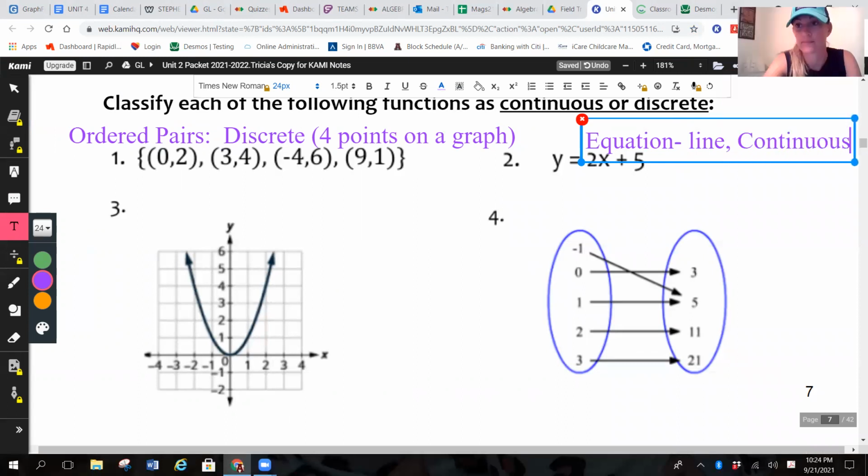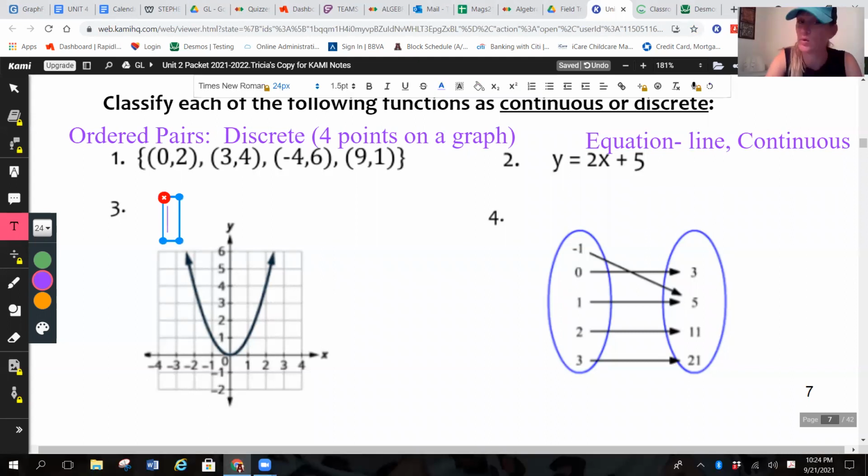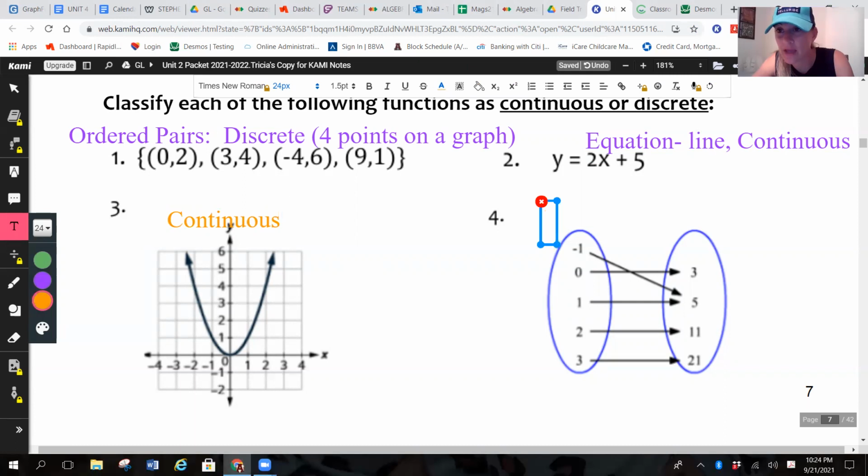Number 3, I can see with my eyes that it is a connected line or curve. So this is what class? Smooth and connected lines and curves are continuous. And number 4, we have a mapping diagram.